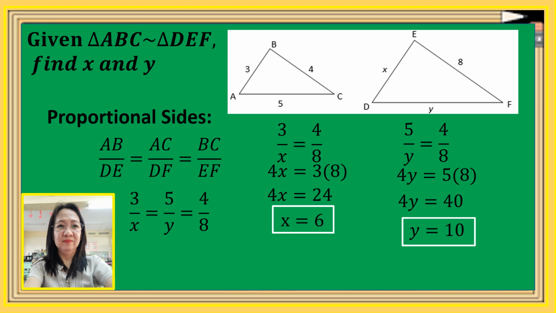Now to check for the proportionality, let us proceed to our original proportion and substitute the obtained values. So we will arrive at 3 to 6. Is it equal to 5 to 10? Is it equal to 4 to 8? And if we simplify the three ratios, the result is 1/2. So the sides are proportional.